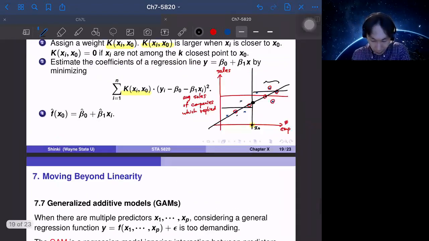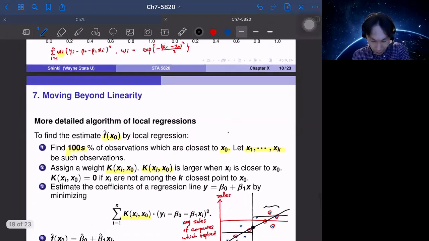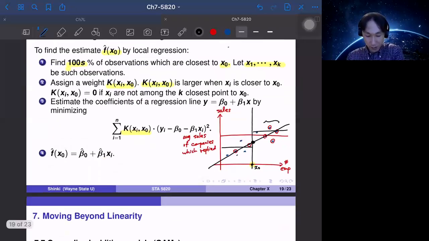Do you have any questions about local regression? This is a very intuitive idea. We use local information, similar information to our objective, and then we can get a more accurate estimate, I would say an estimate which is less biased.